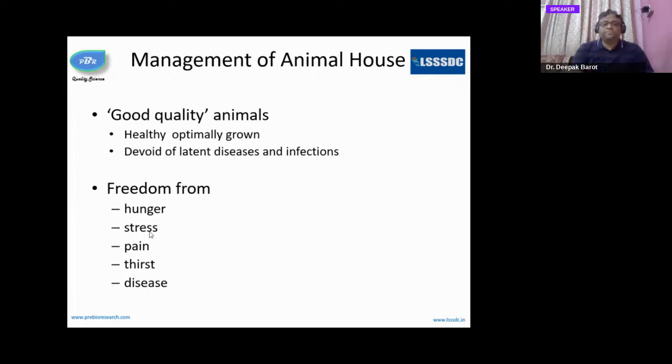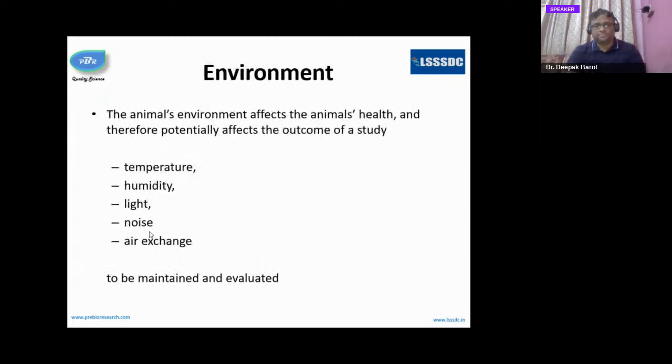So they should have freedom from hunger. Please feed them well. Of course, wherever fasting is required, you have to keep them devoid of food, but otherwise at least avoid keeping them on an empty stomach. Avoid stress, give them enrichment as much as possible. Wherever possible in your procedure, use pain relief, please do so. Give them ad libitum water and make sure they are disease free, skin infection or any other viral or bacterial disease free, which means it's an ideal model for you to study your PK or ADME studies in these animals.